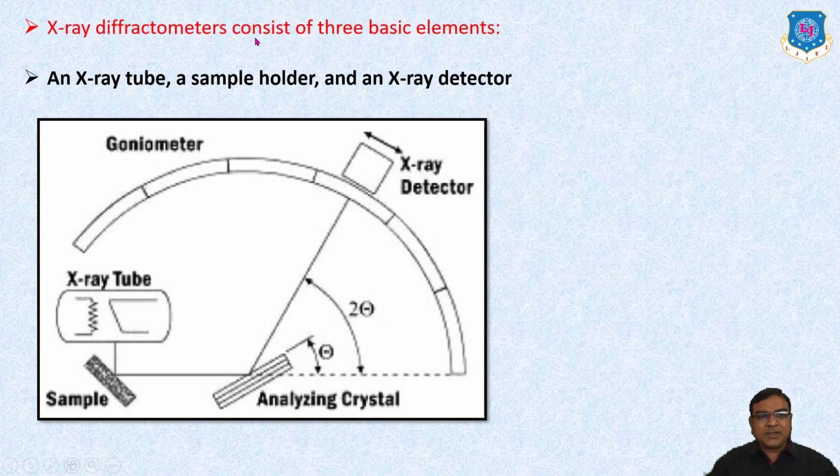X-ray diffractometers consist of three basic elements, that is, the X-ray tube. So this is the X-ray tube, where the X-ray is developed. Then a sample holder. So this is the sample holder. X-rays will be diffracted from here to here. This is the analyzing crystal material, and at two theta angles, the X-ray detector is here. It detects the X-rays and shows the image of the material.